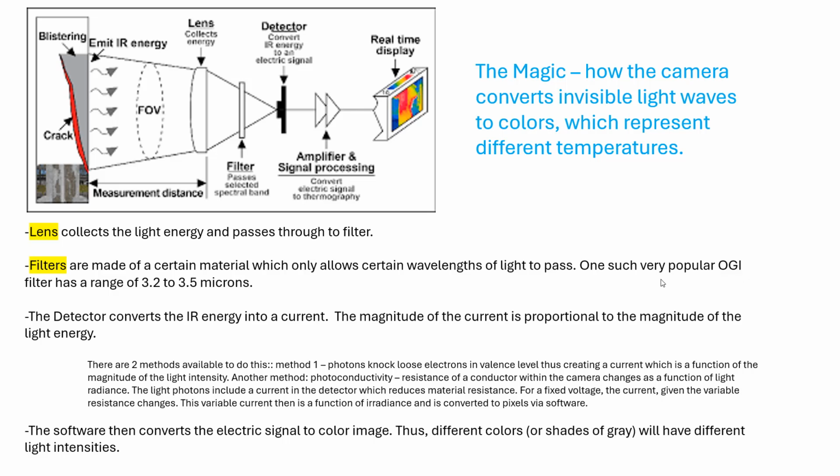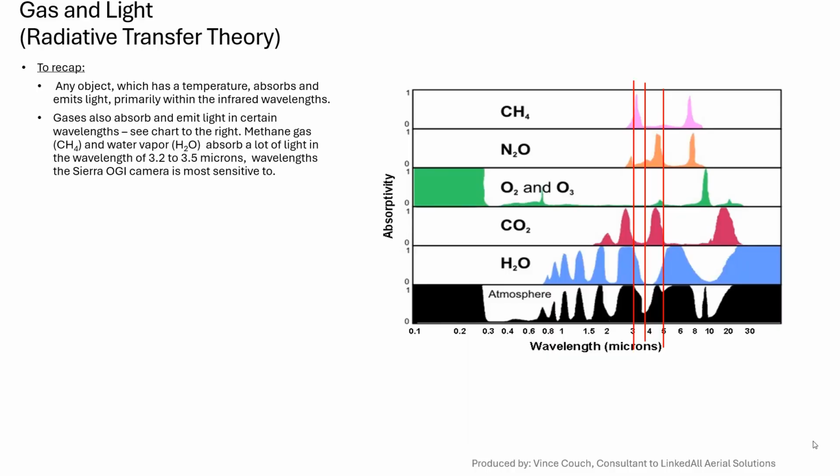Those are tuned to look for methane, propane, octane, and a lot of important gases in that range. And then you've got the detector that converts the light energy into a current. The magnitude of the current is proportional to the magnitude of light energy. Okay, now we can measure currents, and the software does that. The software then converts the electrical current signal to a color image, so different colors will have different light intensities.